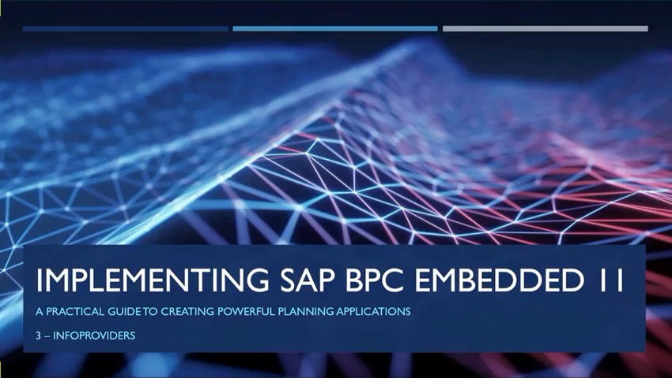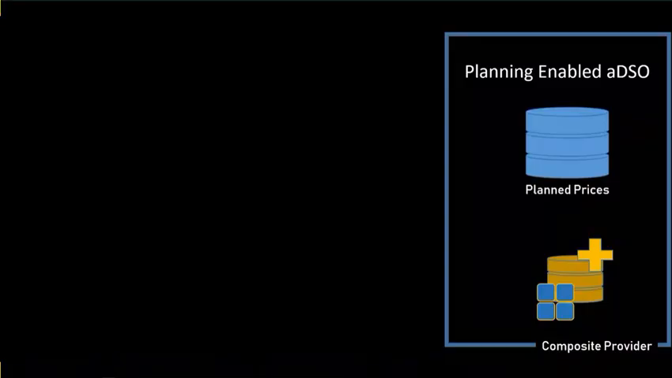are tables and views that provide us with data for planning and reporting. These InfoProviders are either real objects such as ADSOs or virtual providers such as composite providers. We will cover each of these objects that are relevant for planning in more detail later in this lecture.